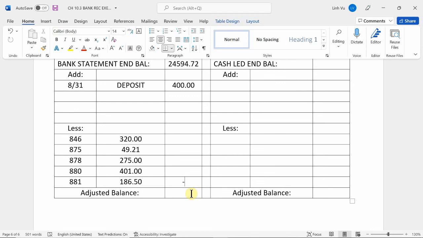So I got 2400, 567. Now we need to add these two numbers, 24594. What was your total amount that you need to subtract?